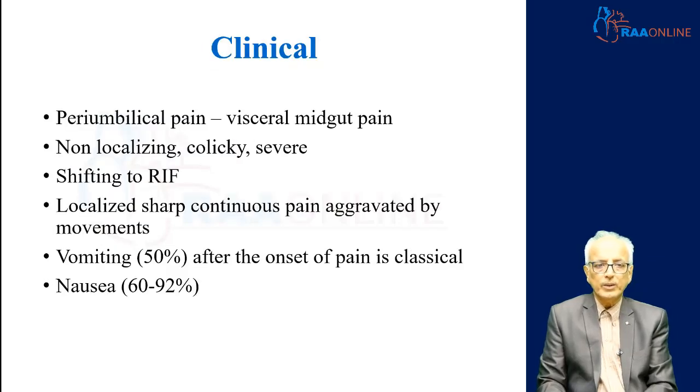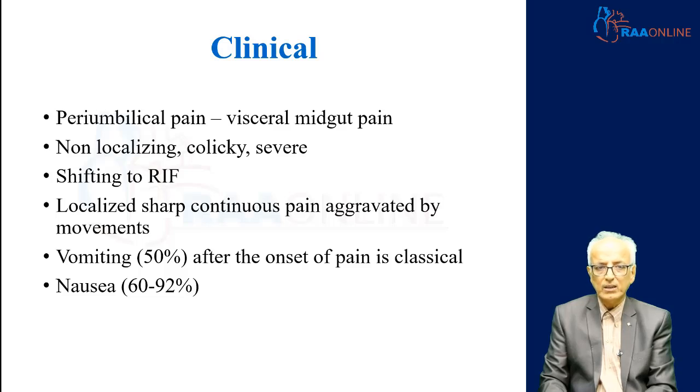So, clinically, the patient comes with a periumbilical pain, which is a visceral pain, mid-gut pain. It is colicky, non-localizing, and is intermittent severe pain. Then the pain shifts to the right iliac fossa, where it is localized, sharp, continuous pain aggravated by movement.